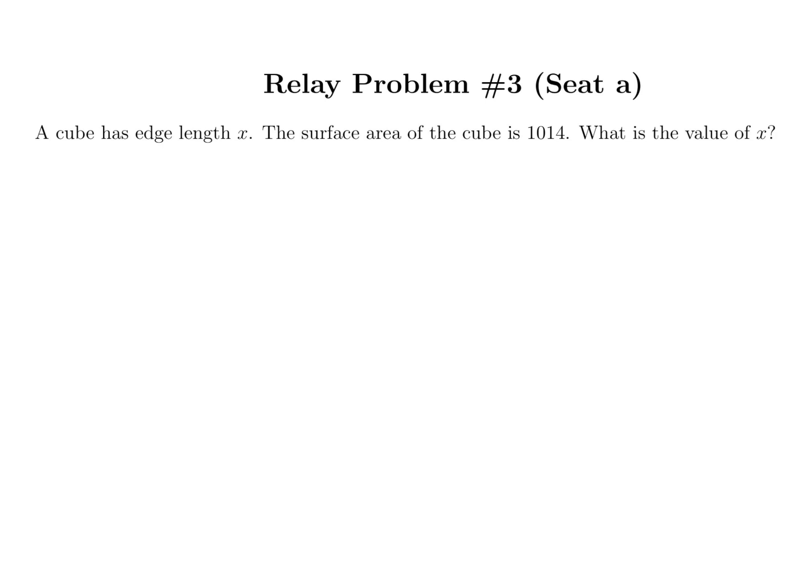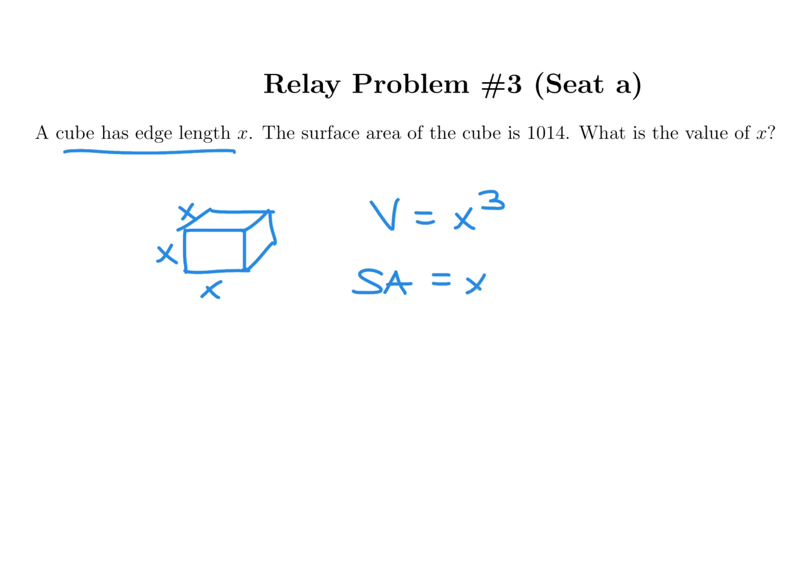A cube has edge length x. The surface area of the cube is 1014. What is the value of x? So we've got a cube here. And if the side is, let's say, x, which is what they're saying, that means the volume is x to the power 3. And the surface area would be x squared, but then you multiply that by 6, since there's 6 faces.